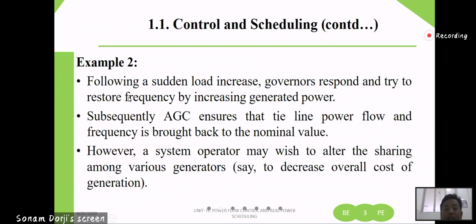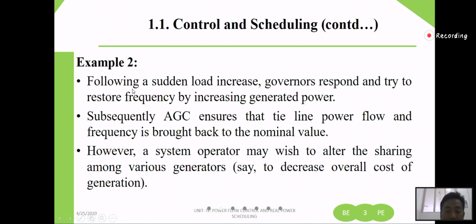Then another one is, if you suddenly increase the load, your speed will decrease, which means frequency will decrease. When it decreases, this governor has to respond and try to restore frequency by increasing the generated power. We know that when there is a sudden load increase, speed will decrease, which means frequency is decreasing. The governor has to respond and try to restore frequency back to the required one, right? But by increasing the generator power, then subsequently, if we use AGC, tie line power flow can be brought back to the nominal value.